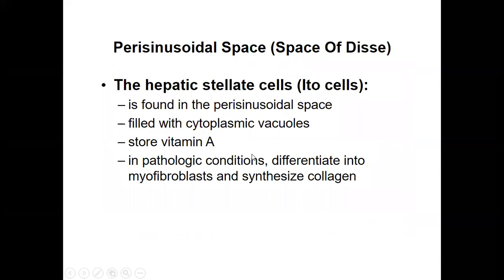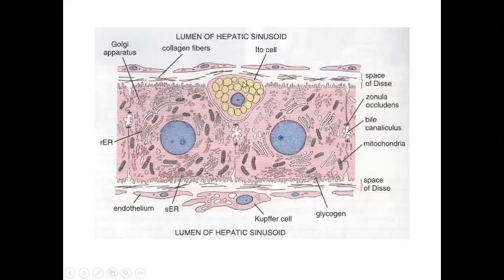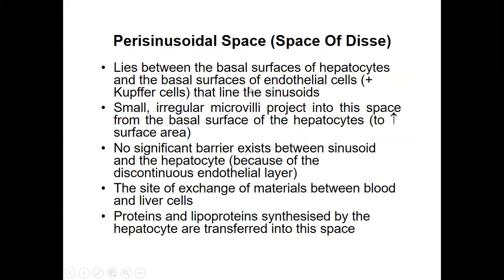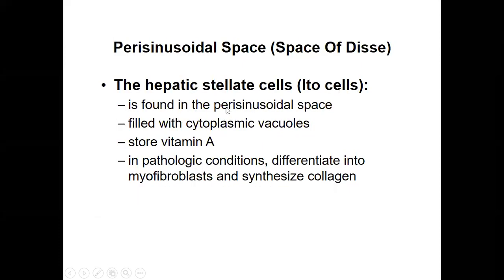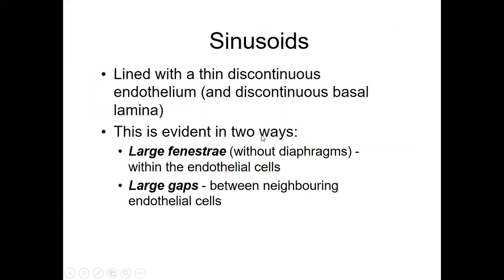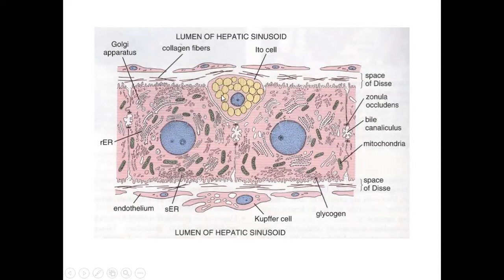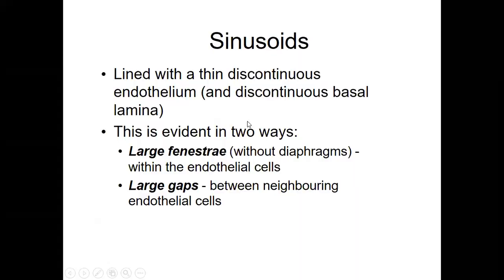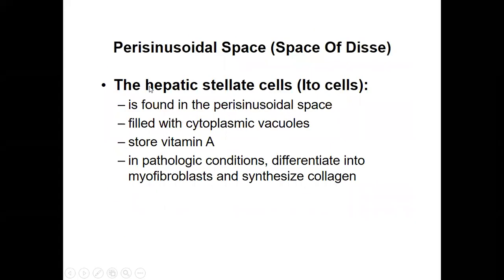Then we have another type of cell here, the hepatic stellate cell, or Ito cell. You can see from this picture, this is the Ito cell. The Ito cell is found in the perisinusoidal space and it is filled with cytoplasmic vacuoles. What is the function of the Ito cell? It stores vitamin A. And in pathologic conditions, this Ito cell will differentiate into a myofibroblast and synthesize collagen.